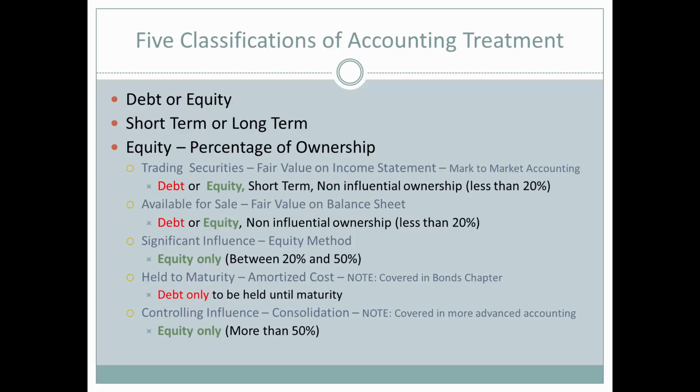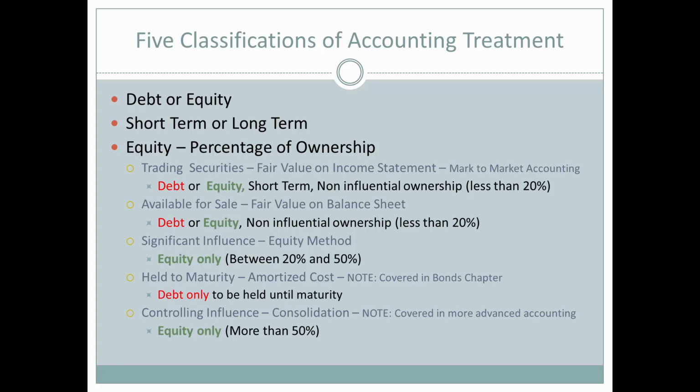Next, we're going to learn about held to maturity. This is amortized cost. This was covered in the bonds chapter, and so you would refer to the bonds video for any lecture materials or understanding of bonds. So this is debt only, and it's to be held to maturity. And then we have controlling influence, which is consolidation. It's covered in a more advanced accounting course. We're not going to learn about it.